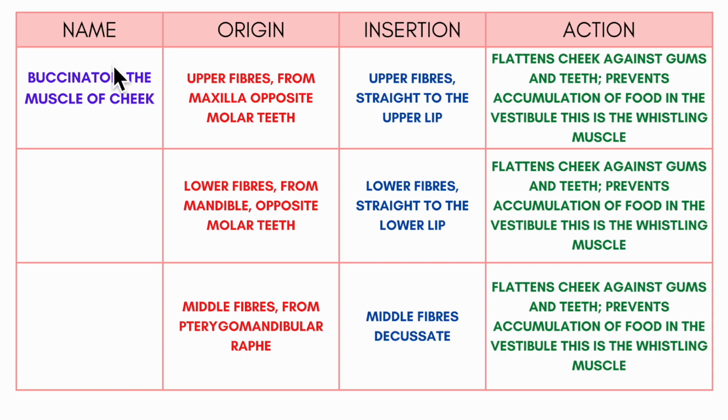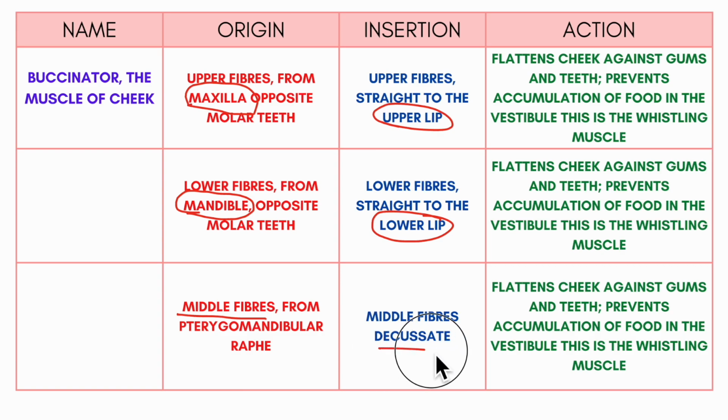The next muscle that we learned was the buccinator, that is a muscle of the cheek. It has upper fibers, lower fibers and middle fibers. The upper fibers originate from the maxilla opposite the molar teeth. It inserts straight to the upper lip. Talking about the lower fibers, it originates from the mandible opposite the molar teeth, and it inserts into the lower lip. Then, looking at the middle fibers, it originates from the pterygomandibular raphe, and these middle fibers decussate.